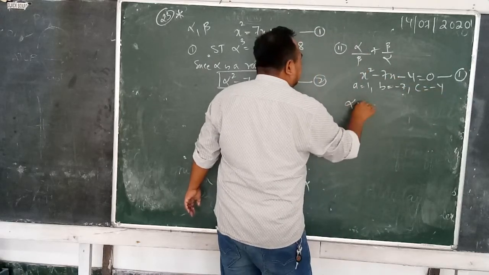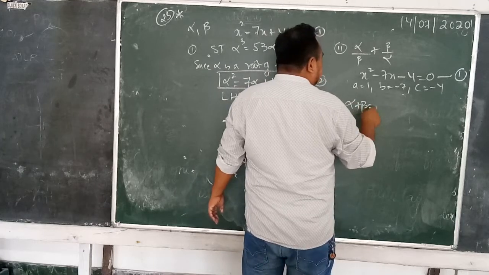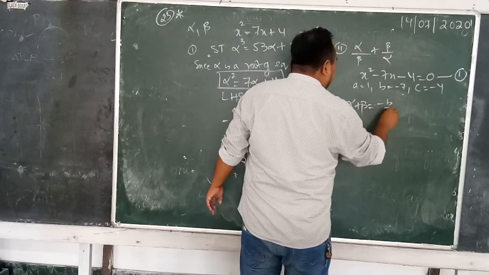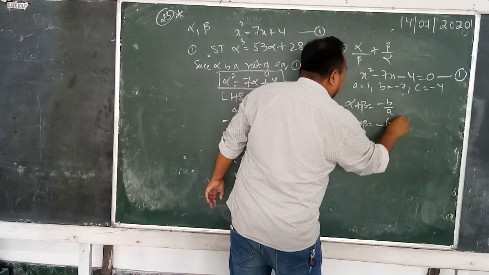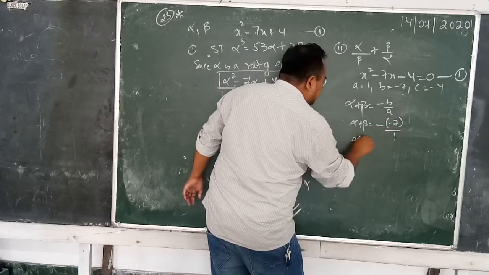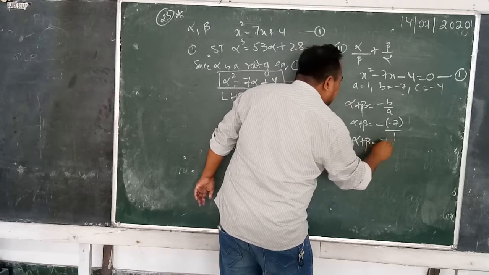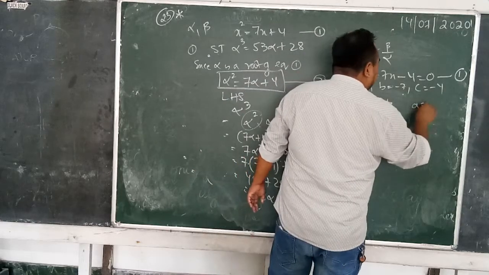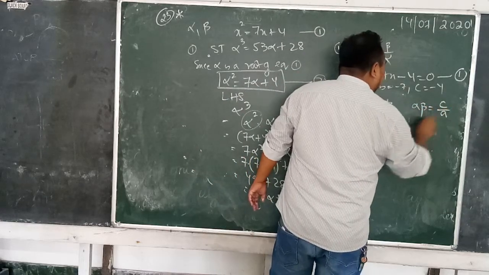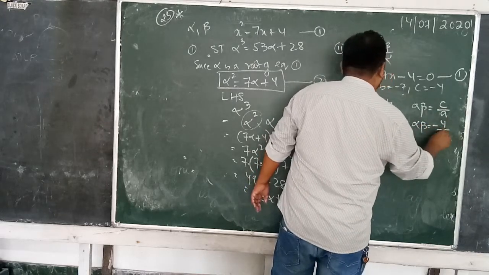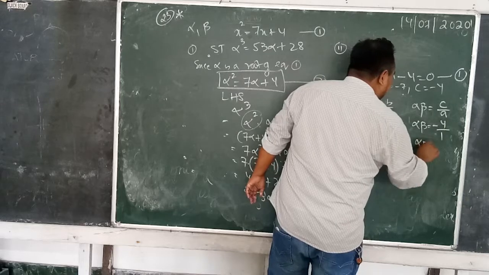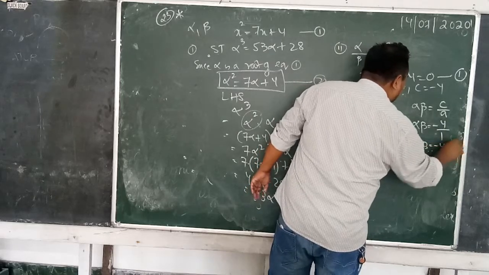So what is the relation between the roots? Alpha plus beta is minus B by A. So alpha plus beta equals minus, what is the value of B? Minus 7, by A which is 1. So alpha plus beta will be equal to 7. And what is the product of the roots? Alpha beta is C by A. C is minus 4, A is 1. So alpha beta equals minus 4.